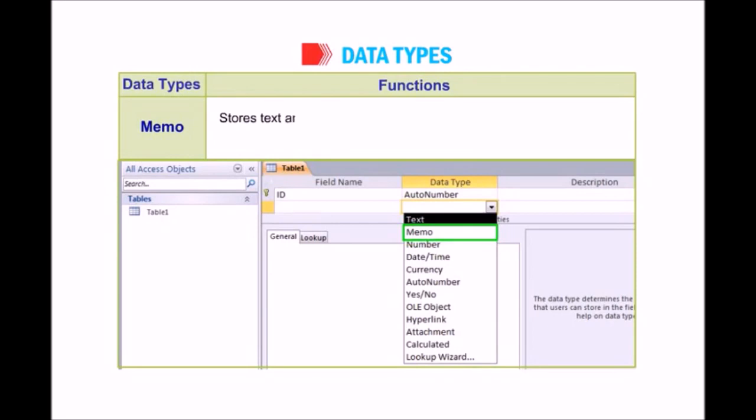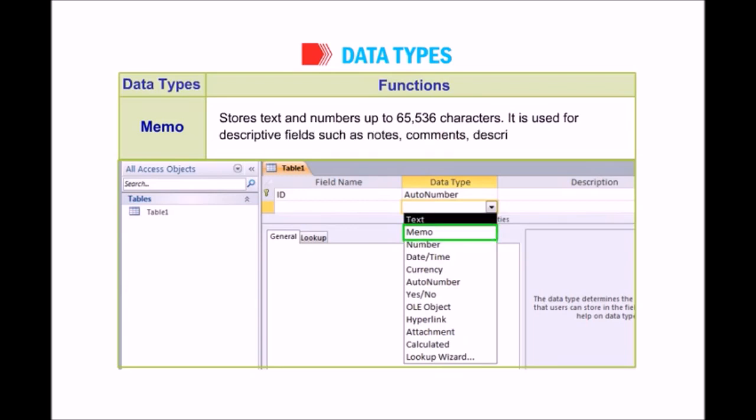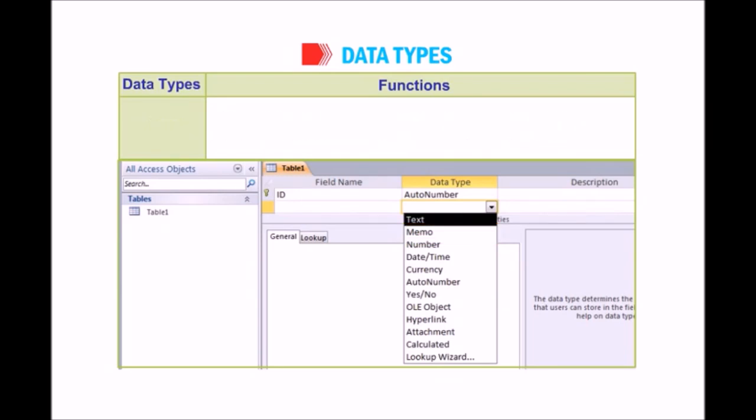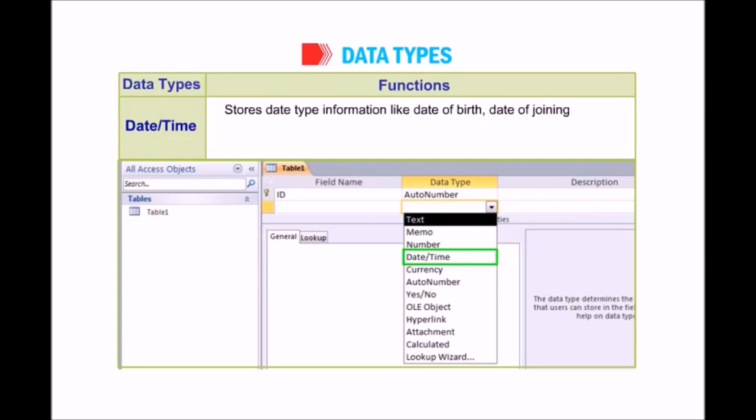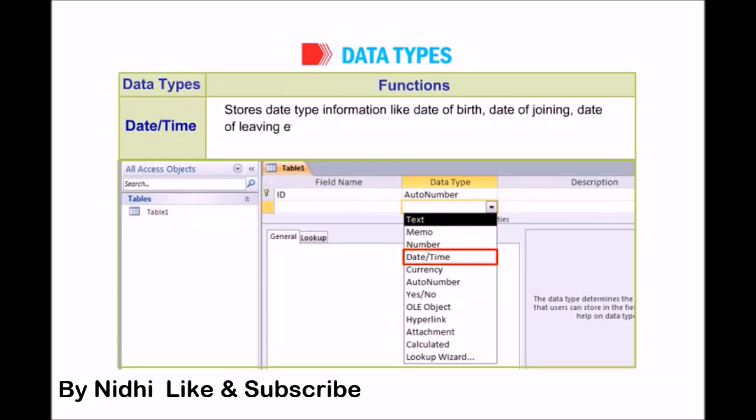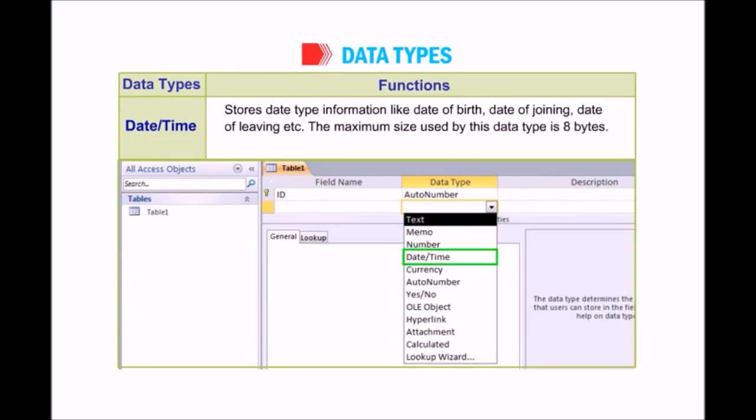Memo stores text and numbers up to 65,536 characters. It is used for descriptive fields such as notes, comments, descriptions, etc. Date or Time stores date type information like date of birth, date of joining, date of leaving, etc. The maximum size used by this data type is 8 bytes. Calculations related to dates can be done in this field type.